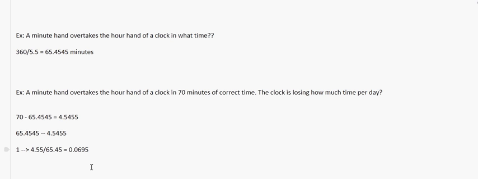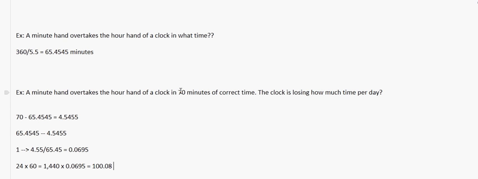So in 24 hours, which is 1 day, how much would it lose? So 24 hours means 24 into 60, which is equal to this many minutes. This multiplied by 0.0695, which is equal to 100.08. So it would be losing these many minutes per day, right? So this is the correct answer, right? So this is how we do such kind of questions. So if it is said that they meet after 60 minutes, it means the clock is gaining certain time, right? So this is the basic concept of how we do such questions, right?